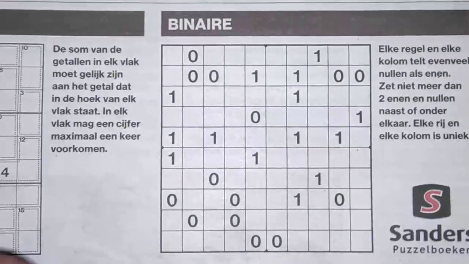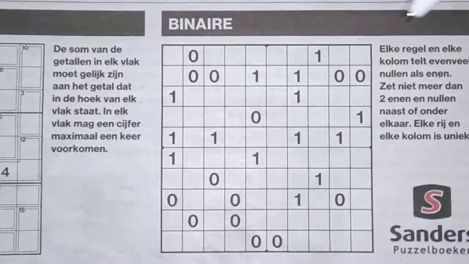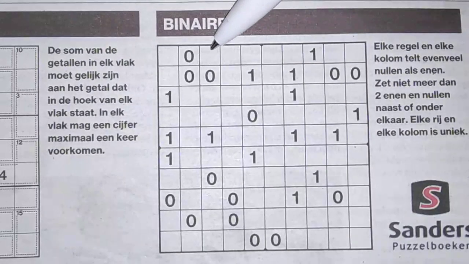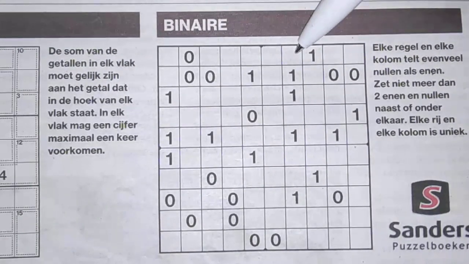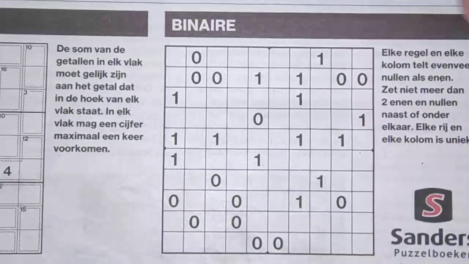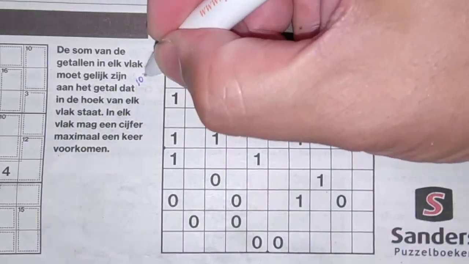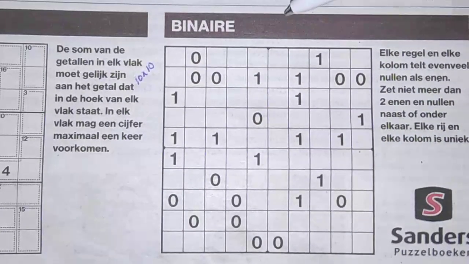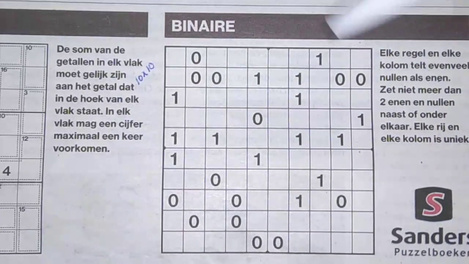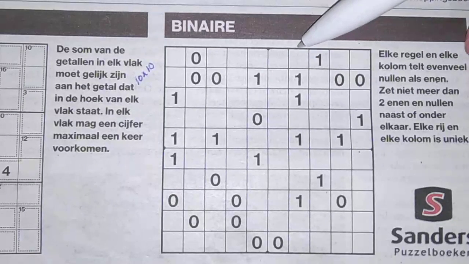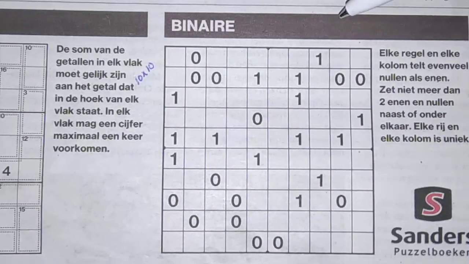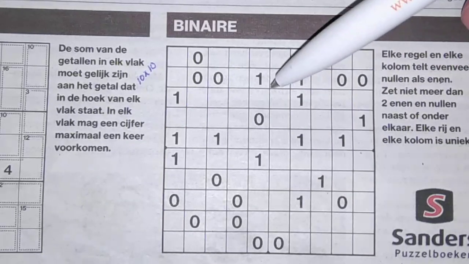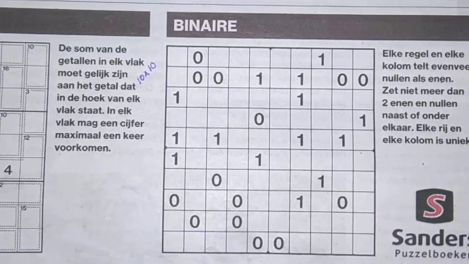But what kind of binary Sudoku is this? Let me count the boxes. 1, 2, 3, 4, 5, 6, 7, 8, 9, 10. It's a 10 by 10 binary Sudoku. That means in a row and in a column there are always 5 ones and 5 O's.